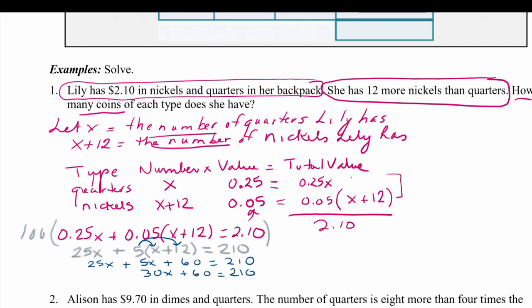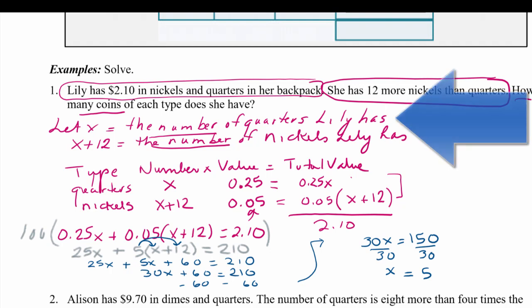I'm running out of room. Then I'm going to subtract 60 here. Let's come over here. 30x equals 150 when we subtract, and then divide by 30. x equals 5. What did we just find? Class, what did we just find? Do you remember? Well, that's why we can come back up here and read.